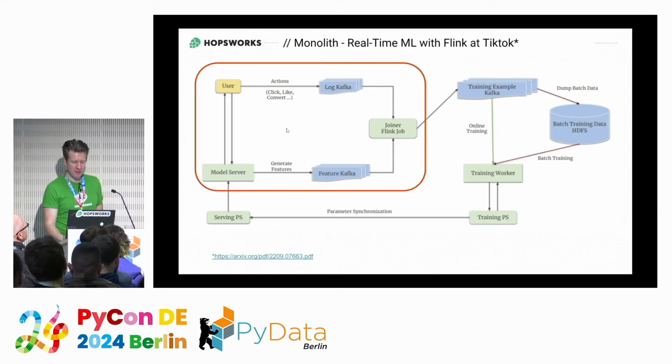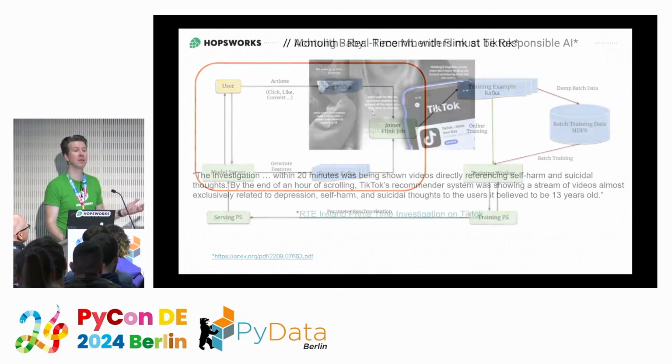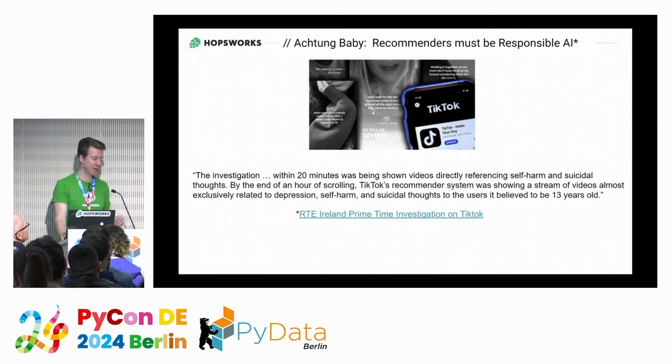So that's what we're going to look at today. We're not going to look at the training. We're going to look at training something called the 2-tower model, but we're not going to look at this fast training in the Monolith paper.